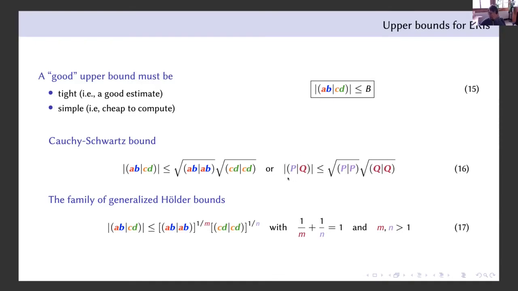So can anyone tell me if there is a problem with that bound? Can you see a problem with this bound? There is a very specific scenario where it's going to fail. Can anyone see it?